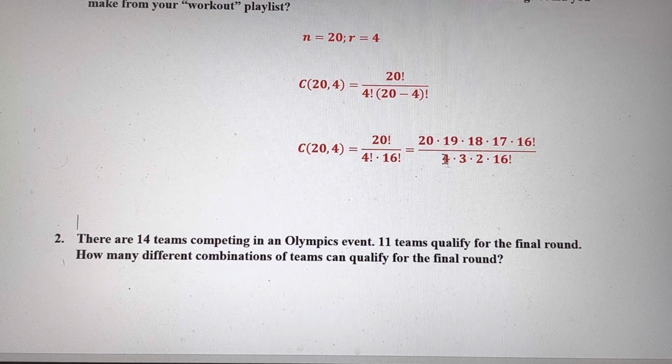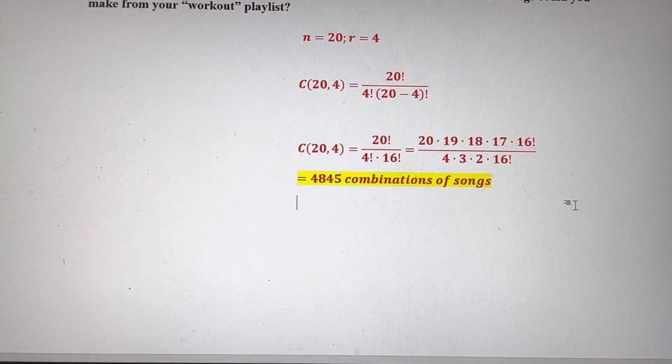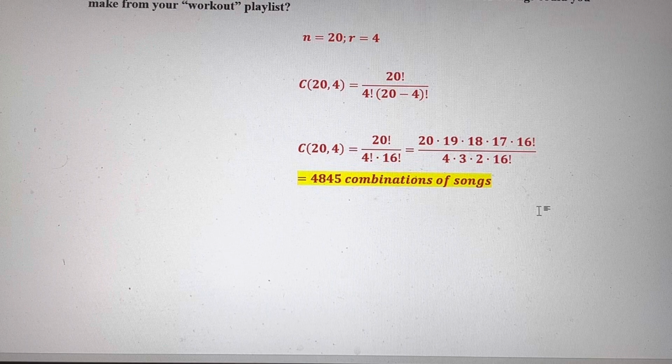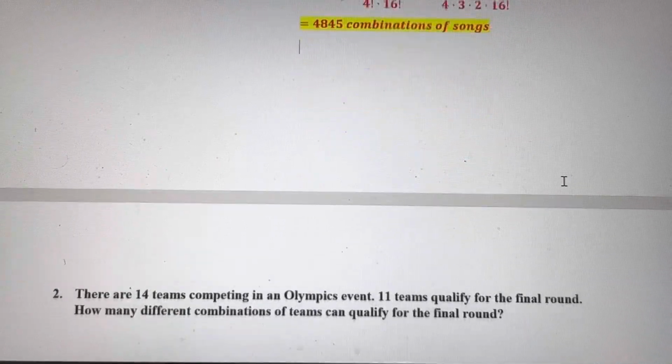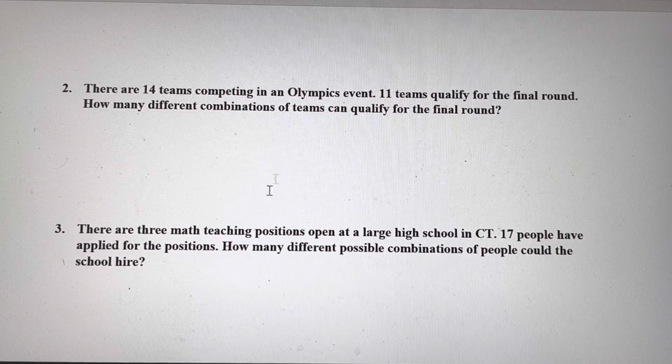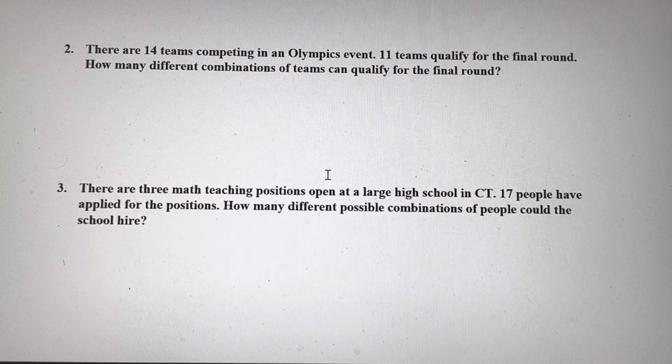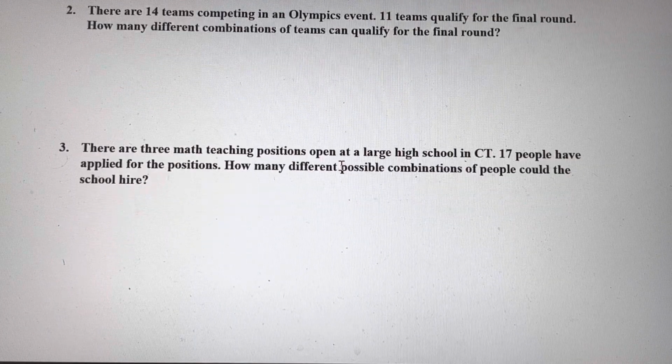Remember, like we did before, you can simplify. 20 over 4 is 5, 18 over 3 is 6. If you want to make the numbers a little smaller, you can do that, okay? But when you multiply all that out and then divide, you get 4,845 different combinations of 4 songs from a total group of 20, okay? All right, pause the video here, give 2 and 3 a try, and then come back and check your work. I'll go through these pretty quick.